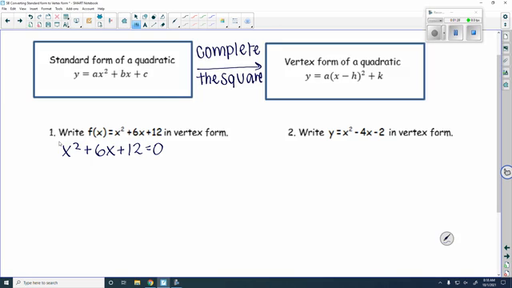Now, when you're doing your Delta Math homework, they do it very slightly differently. It's almost the exact same. So if it doesn't match perfectly, that's why. But the answers and everything will be the same.